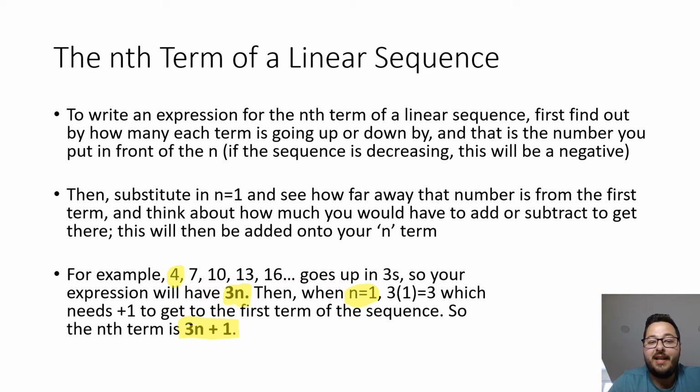So we could even try the second term. For the second term, let's use a different colour. We've got n is 2, and we should end up with 7.